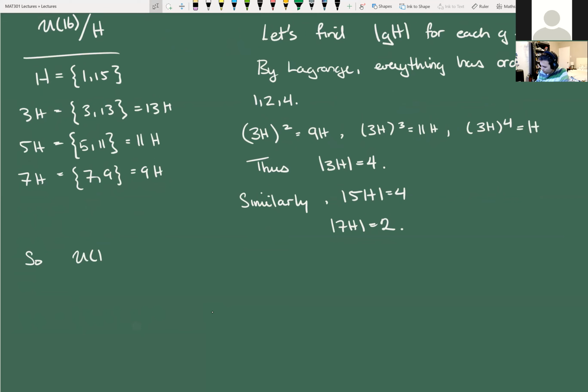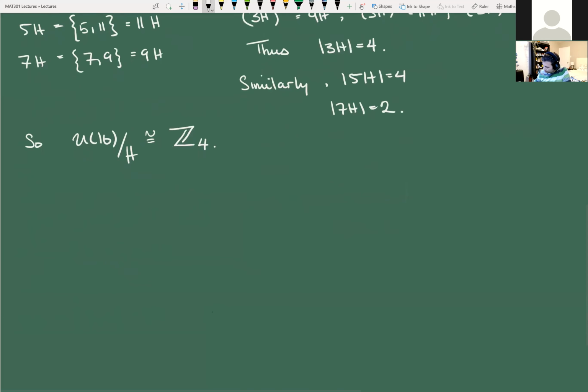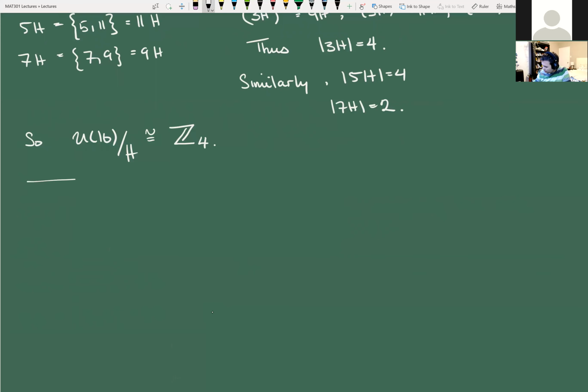What is it? What group do we commonly know this as? What is it isomorphic to? Anyone? Right, this is Z4. It's an abelian cyclic group of order 4. It has to be Z4. Okay, all right, so that's the first case.